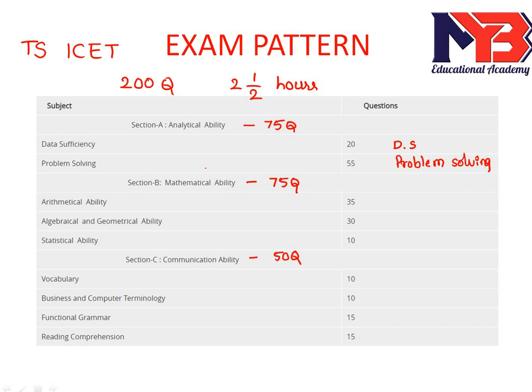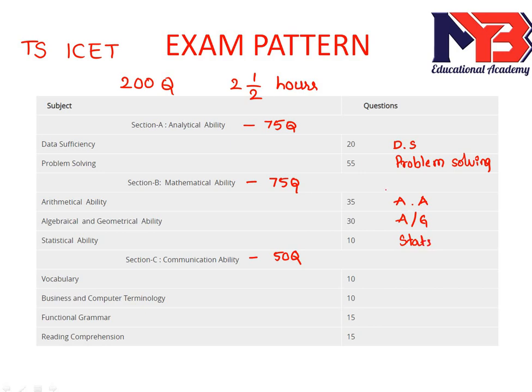In Mathematical Ability, 75 questions are covered. Out of these 75 questions, 35 are from Arithmetic Ability, 30 are from Algebraic and Geometrical Ability, and 10 questions come from Statistical Ability.